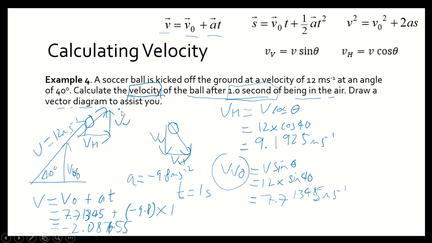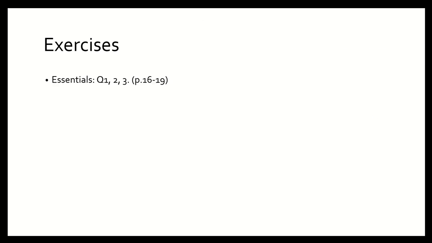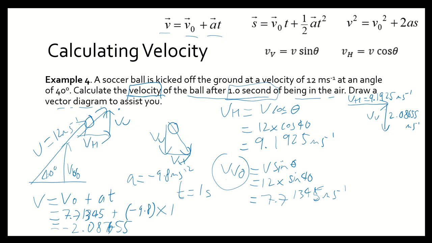So it's not going very fast though. It started off at 7.7, reached 0, and now it's negative 2. So basically, our vector diagram to assist you would be something like this: the horizontal component hasn't changed. It's quite large, 9.1925 meters per second, and our vertical component is downwards, 2.08655 meters per second. And that's our vertical component of velocity.